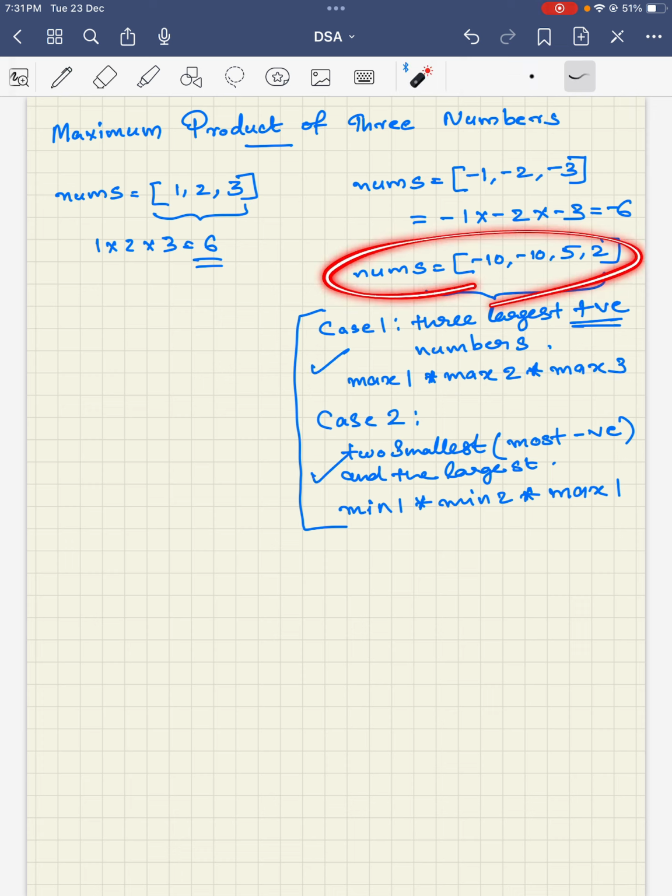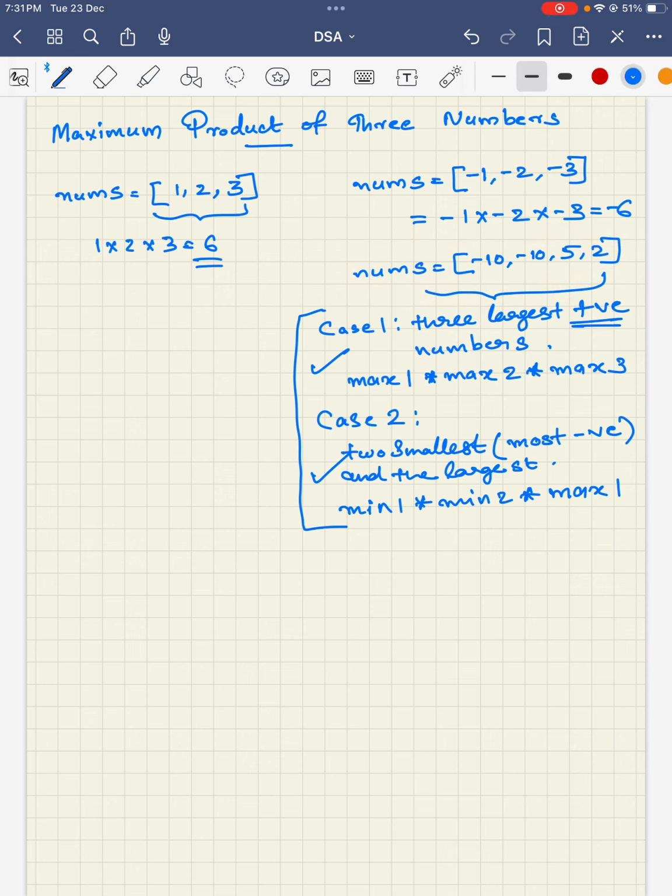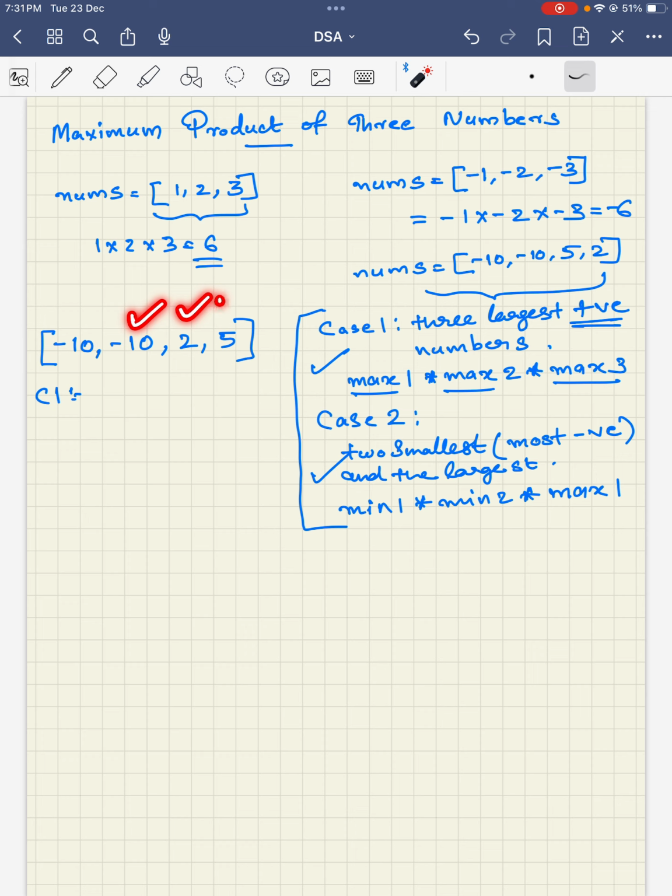Let's use the given example following this strategy. Let's pick maximum 1, maximum 2, maximum 3. Somehow let's sort it. We don't need to sort, but for explaining this, we are going to sort. If we sort it, this would become -10, -10, 2, 5. So as per case 1, maximum three numbers, these are the three numbers: -10 multiplied by 2 multiplied by 5. So the answer would be -100.